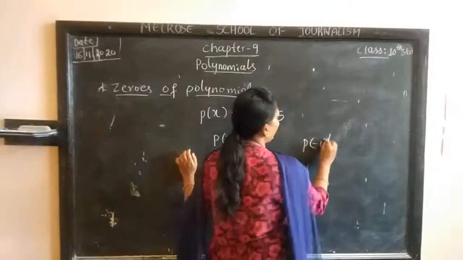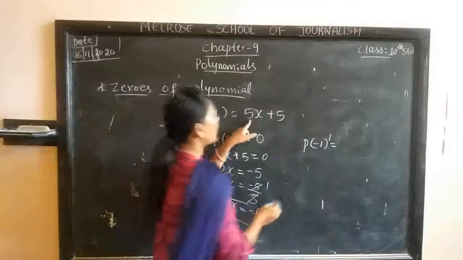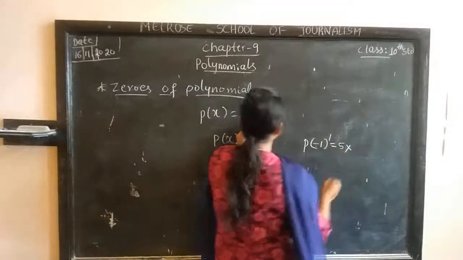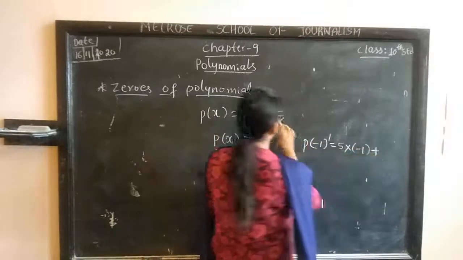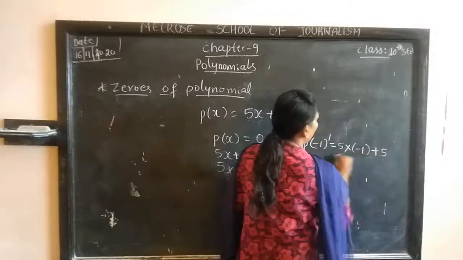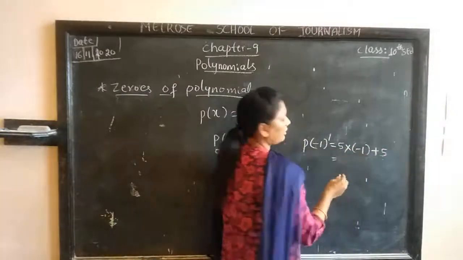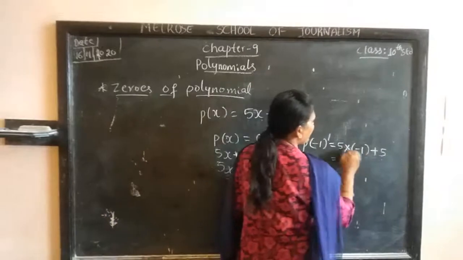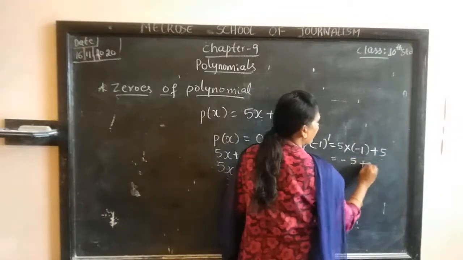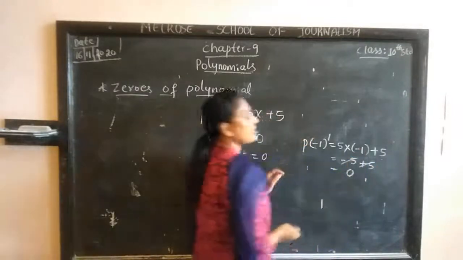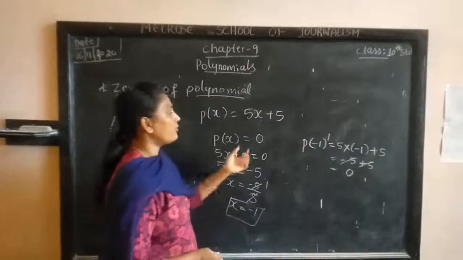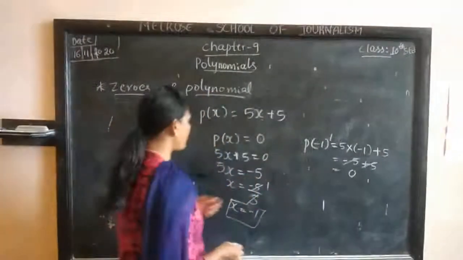P of minus 1 is equal to 5 into, in place of x you substitute minus 1, plus 5. 5 into minus 1, so minus 5, and here plus 5. What is minus 5 plus 5? Plus 5 and minus 5 cancel. You will get 0, for x equals minus 1.